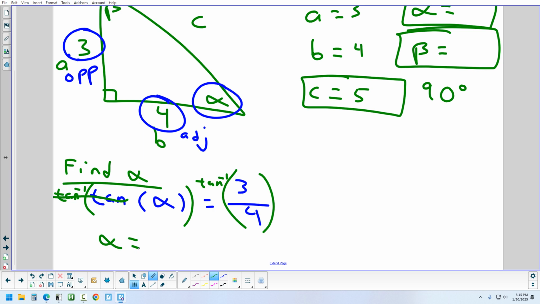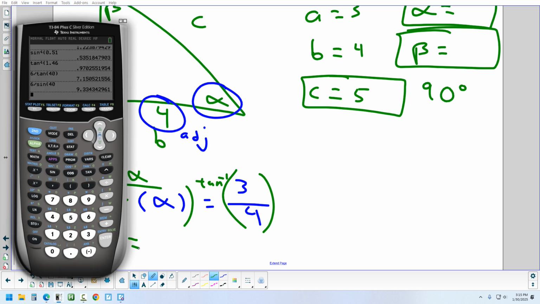And now we need the inverse tangent of 3/4. And this is okay to round. Okay, you will round this to 2 decimal places. So that's, if you're doing degrees, 36.87.